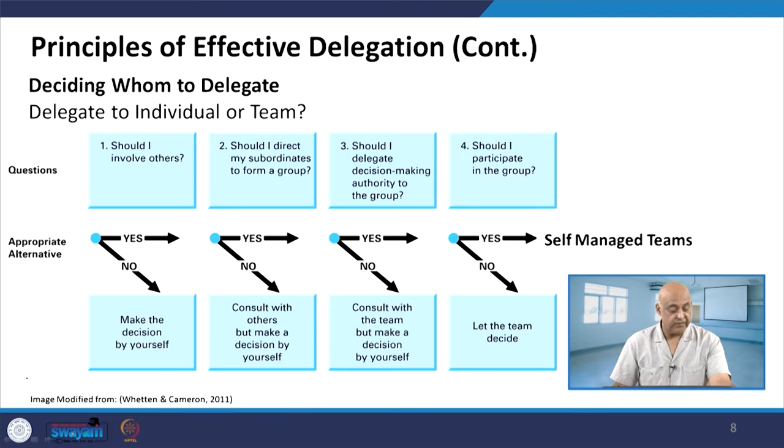in these particular questions from 1 to 4, if the answer is yes, then it will be self-managed teams. And if the answer is no, then in that case, a collective decision is to be taken, that is, let the team decide, meaning everybody is involved. In a self-management team, there is more delegation. But whenever we say no, then the whole team will decide. Every member will be consulted.